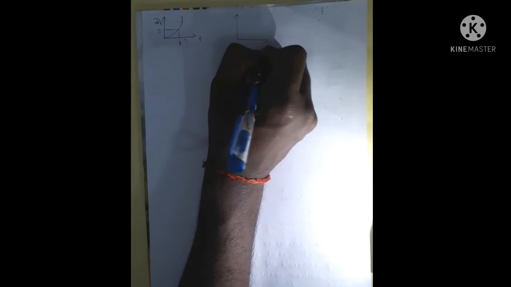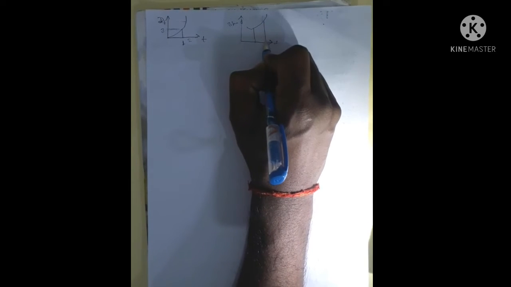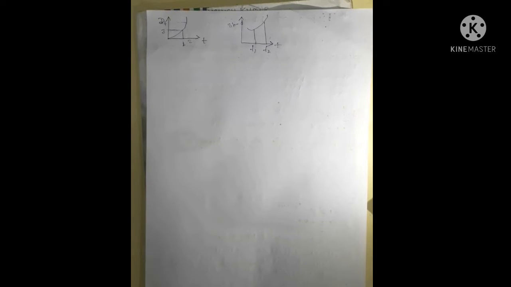Speed-time graph. Let's see the speed-time graph of non-uniform motion. The y-axis represents speed and the x-axis represents time, and the graph is like this, between T1 and T2. It is non-linear in nature. In non-uniform motion, an object covers unequal distances in equal intervals of time.